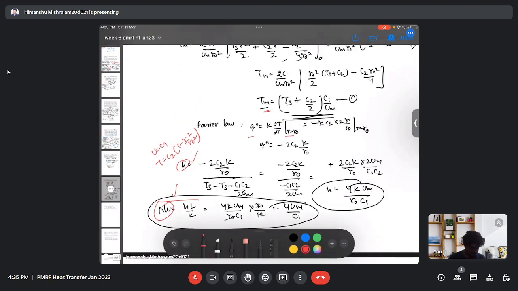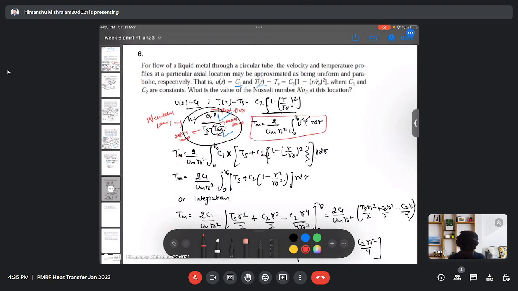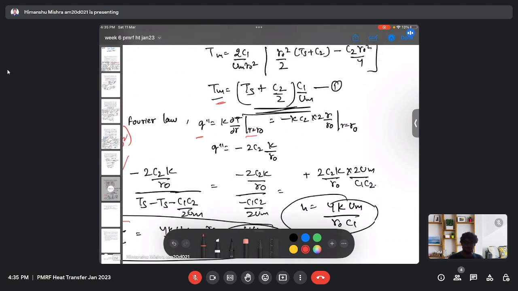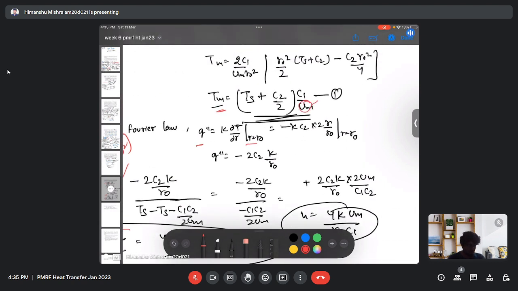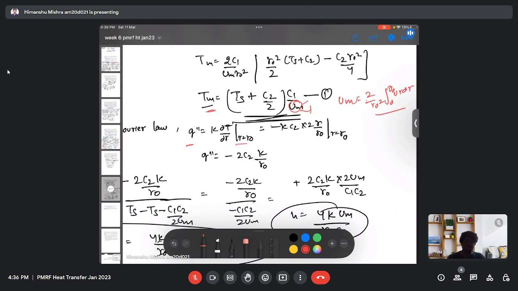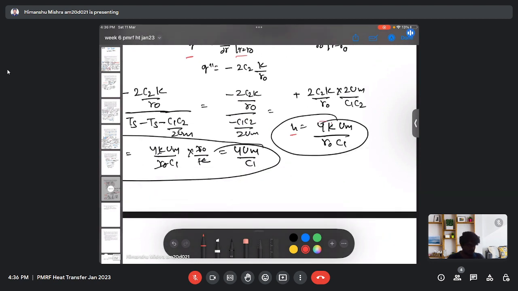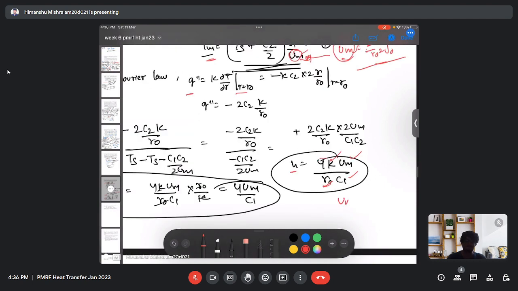So any doubt here? We can even further simplify this temperature relation. We can find the mean velocity also. The mean velocity can be written as an integral of U R dR. By using this integral, we can find the mean velocity expression and put it here. In that way, we can write our heat transfer coefficient in terms of only thermal conductivity and this geometric property of our system. We can omit U and C1. You just need to take this integral if you want.